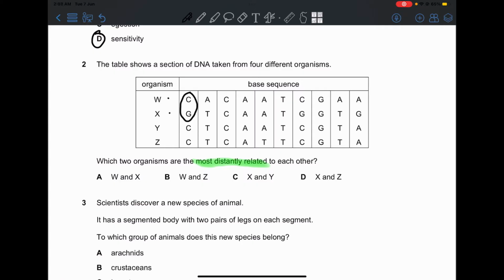Now over here in W and X we have one difference, and this is another difference. Also over here there's another difference, so that's the third one, and then there's this one, the fourth one, and then the fifth one over here. So there's many differences. That means they are very much distantly related. So our answer for this question will be A, W and X.